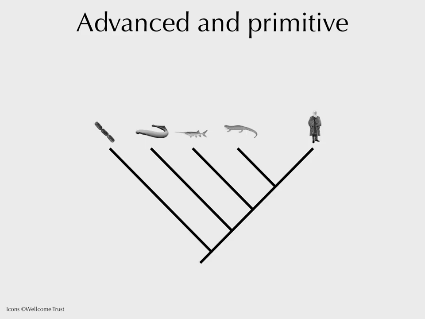So for example, you might have a tree like this and say, oh, this is the advanced guy, Darwin, and these are primitive bacteria. See this nice ordering, right? And people who come to the meetings will present a tree like this and say, look, here's a primitive taxon. Why isn't that the primitive taxon?